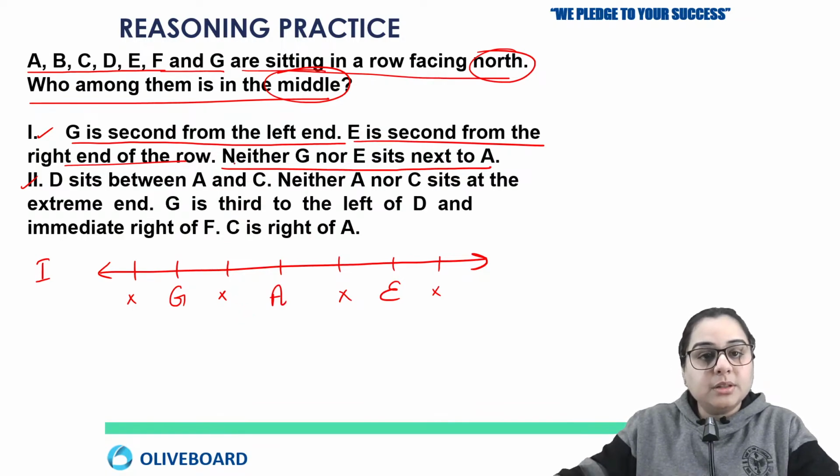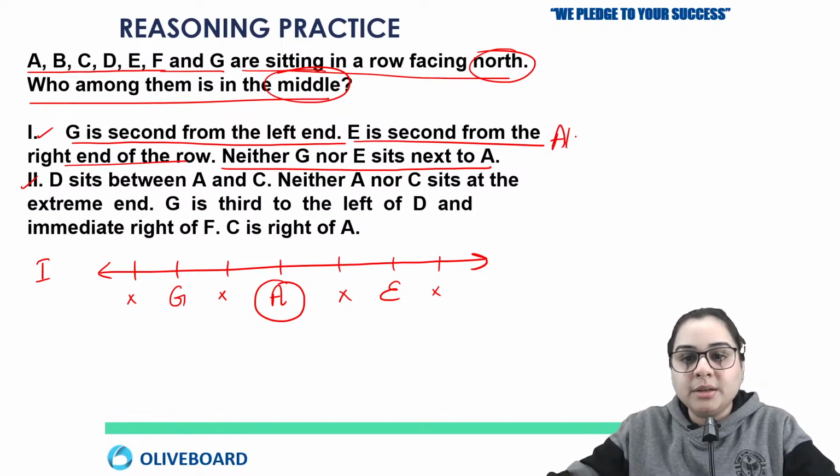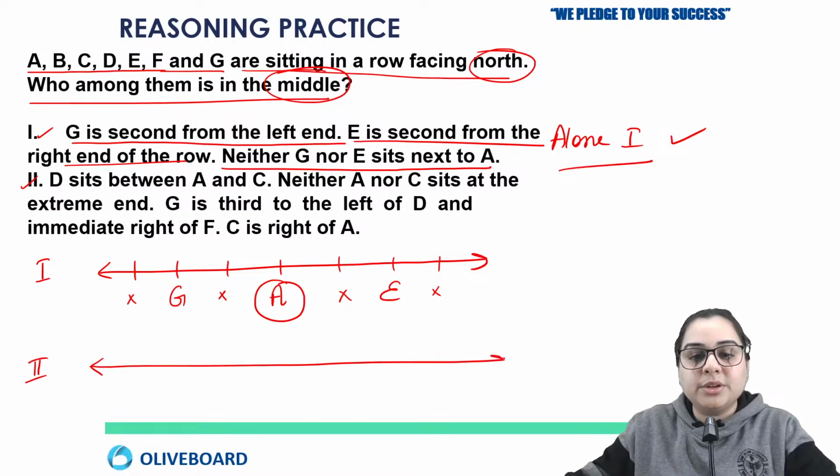Okay, so the question was who is sitting in the middle, and that is getting solved here. Even if 4 positions are unoccupied, the question was who among them is in the middle, and we are getting the answer from alone one. So alone one, we can get the answer. Now let's check if we can get this answer from alone 2 information.